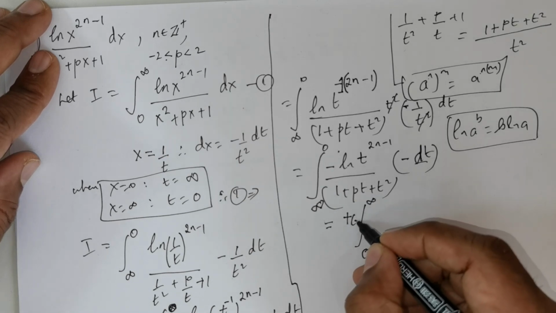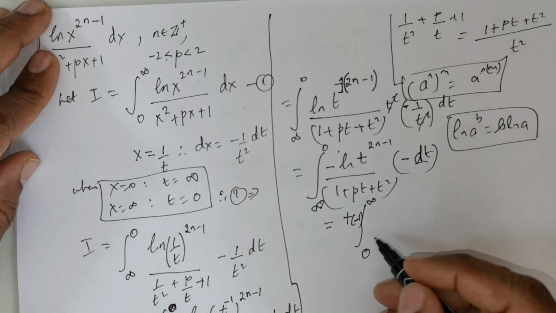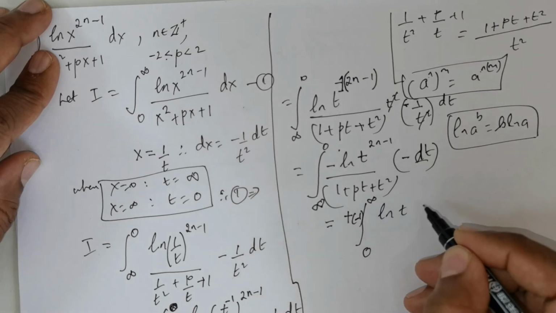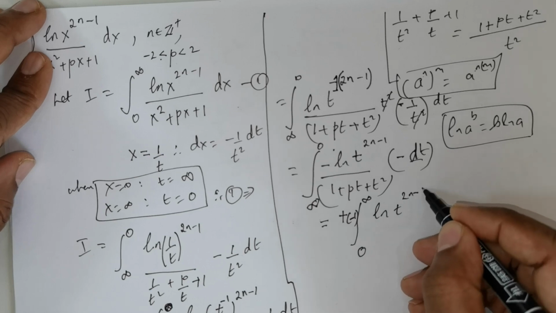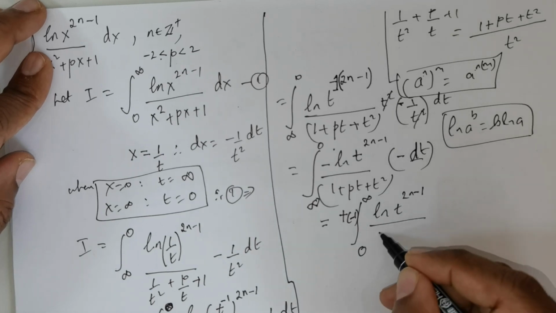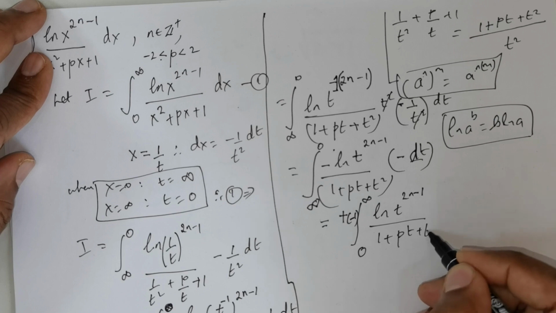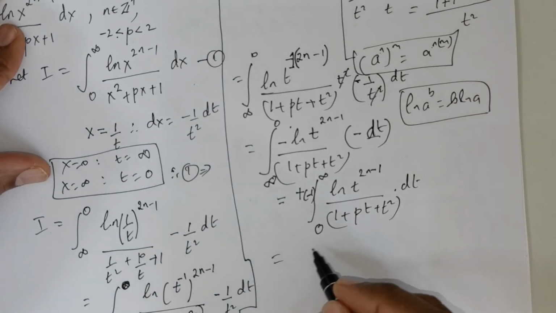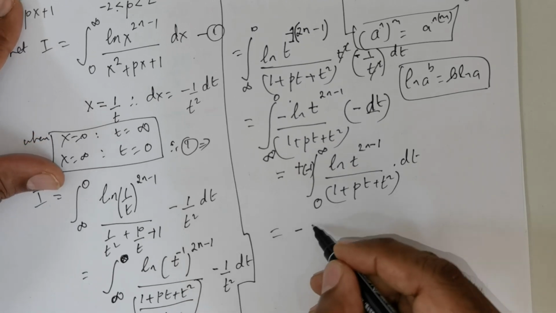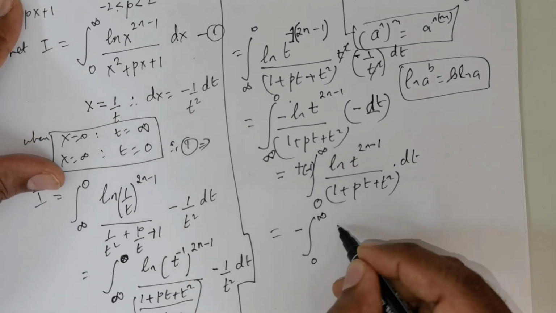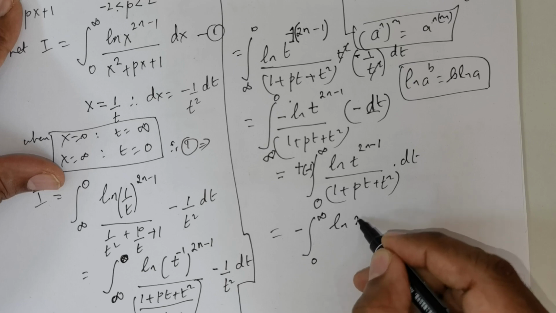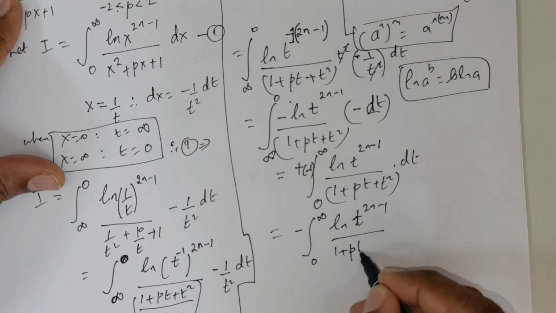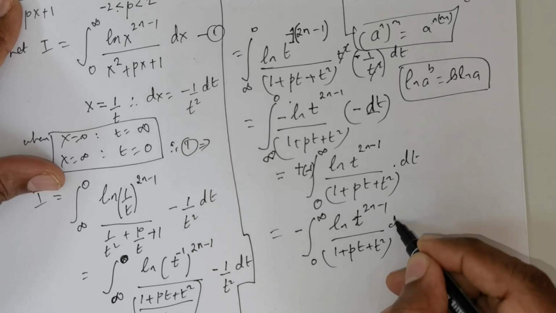So that would mean there is a negative sign there. I'm placing it as it is, followed by ln of t raised to the power of 2n negative 1, divided by 1 plus t plus t squared times dt. So this is what we have got. Now let me rewrite this as negative integral 0 to infinity ln of t raised to the power of 2n negative 1 divided by 1 plus t plus t squared times dt.